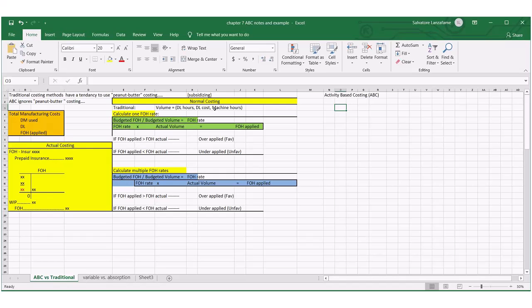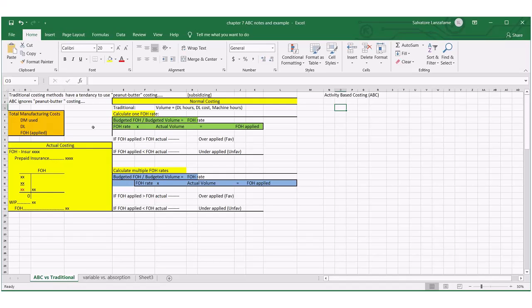So maybe there's a better way to come up with a rate. And you know what? Maybe we should be using multiple rates. Maybe there are some direct labor hours involved, maybe some machine hours, maybe some square footage. If you figure out your rate based on activity, then you may have a better feel for the overhead.